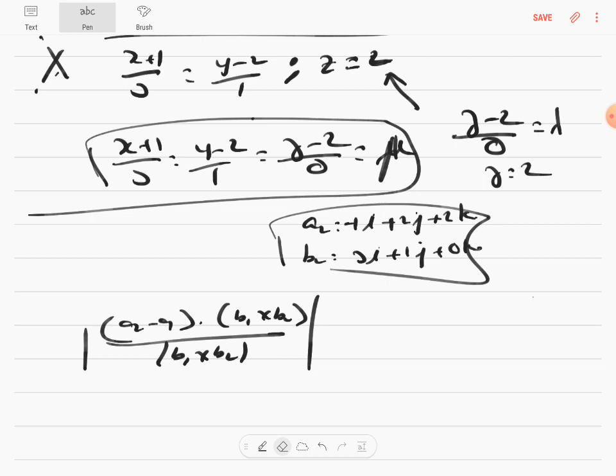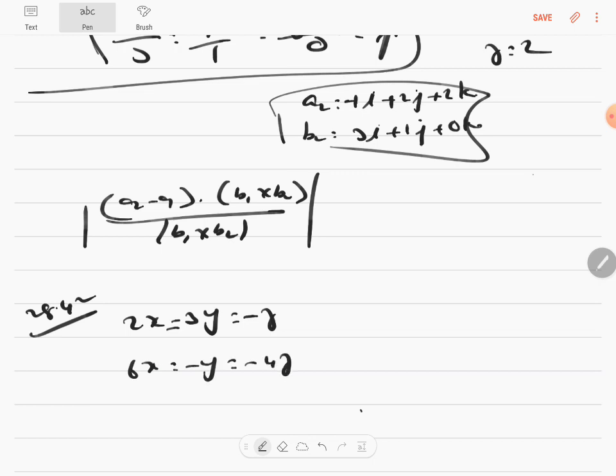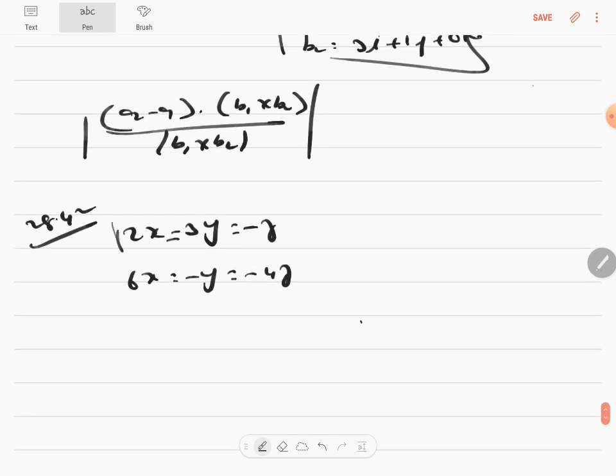You can see this sum also, so beautiful, the 21st sum on page number 28.42, where you find the angle between the lines 2x is equal to 3y is equal to minus z, and 6x is equal to minus y is equal to minus 4z. You cannot possibly have an equation like this. You have to take this and convert it, dividing throughout by 2.